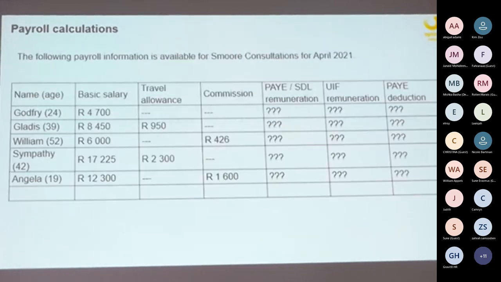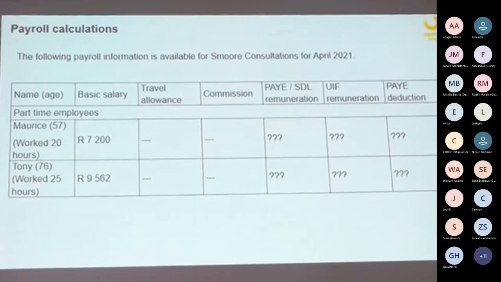Then they've got part-time employees, Maurice, works 20 hours per week, 7,200 basic salary. And Tony, 76 years old, works 25 hours per week, 9,562 rand salary. These salaries, as you will see in the heading, are for the month of April.